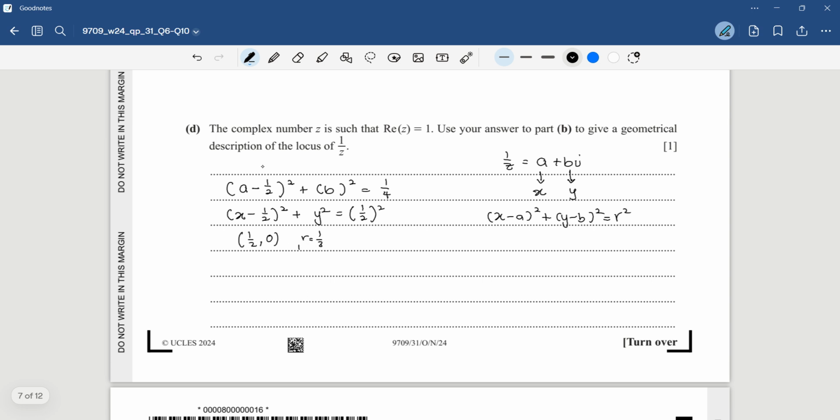Since they ask you to describe the geometrical description, it's a circle with center (1/2, 0) and radius 1/2.